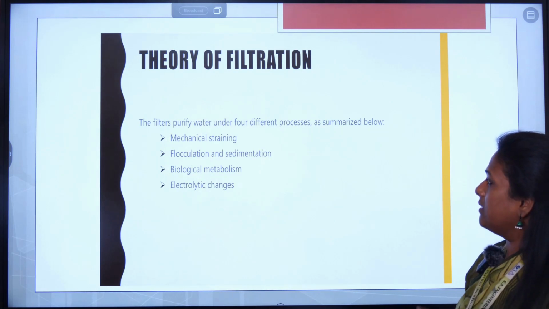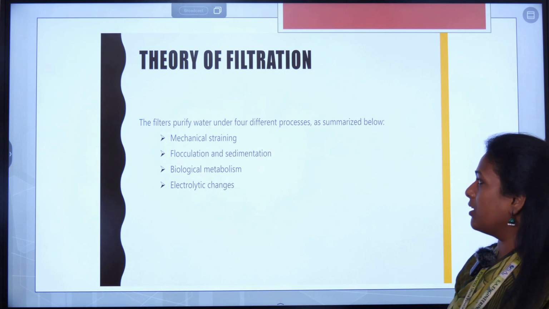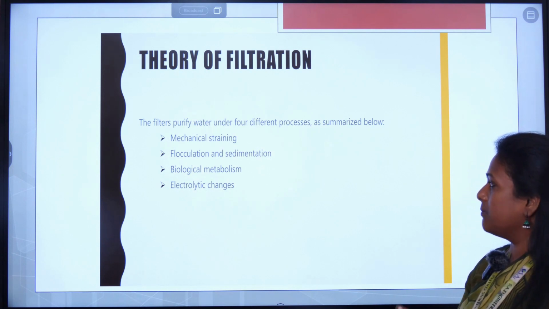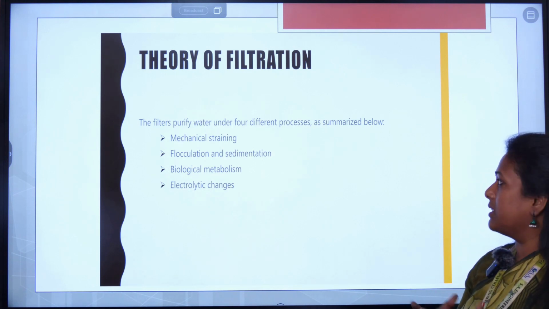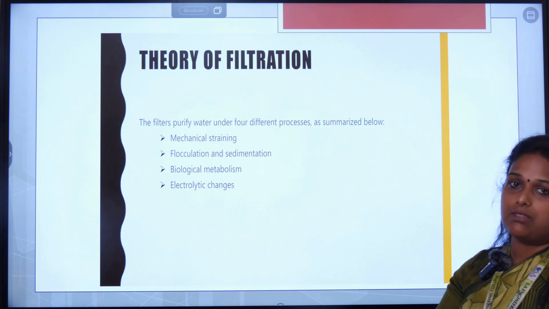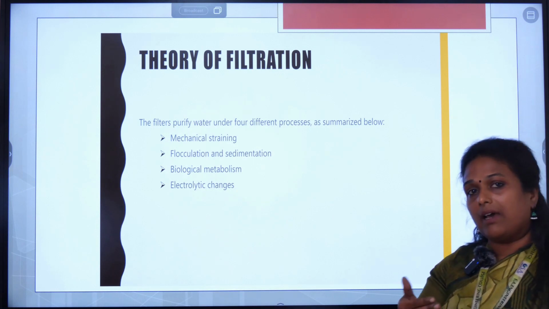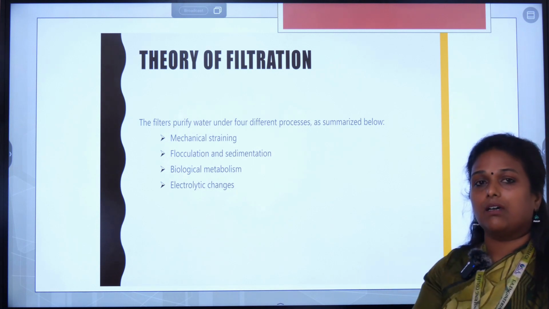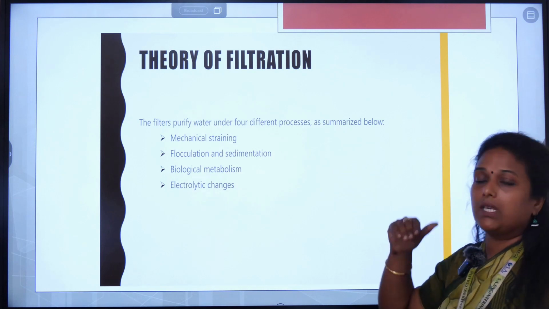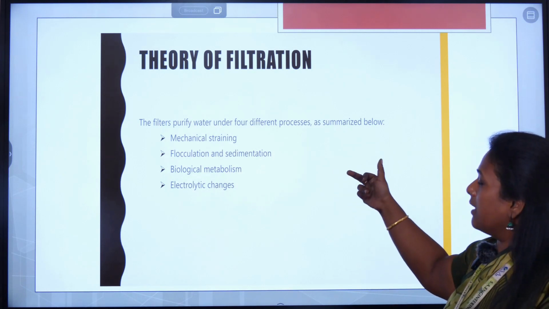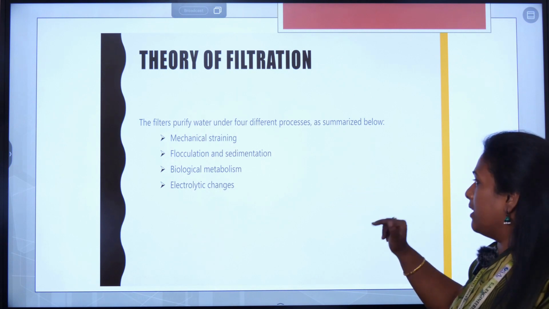In filtration there are four mechanisms taking place: mechanical straining, flocculation and sedimentation, biological metabolism, and electrolytic changes. When we see filtration, we see that sand is used as a filter medium, the impurities get deposited on the top, and the clear water comes out. That is the only criterion we know. But apart from that, there are different processes taking place in filtration: mechanical straining, flocculation and sedimentation, biological metabolism, and electrolytic changes.